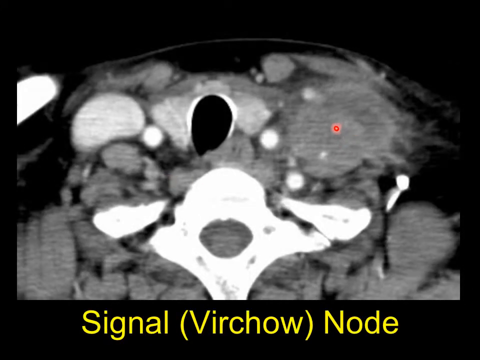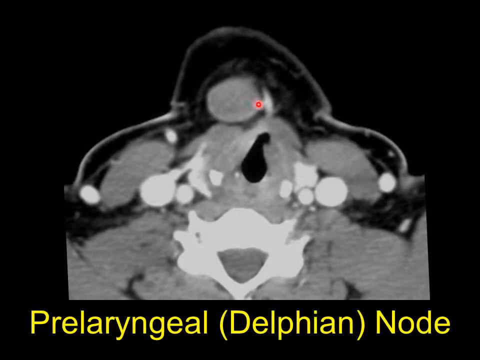Next, we have the signal or Virchow node. This is a low left supraclavicular fossa node that may signal a primary in the chest or abdomen, with pathology spreading along the thoracic duct and presenting with a lymph node in the left supraclavicular fossa. And we have prelaryngeal. This is a prelaryngeal or Delphian lymph node that's in front of the strap musculature.